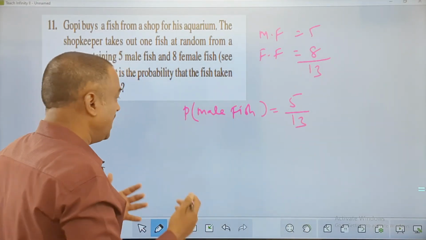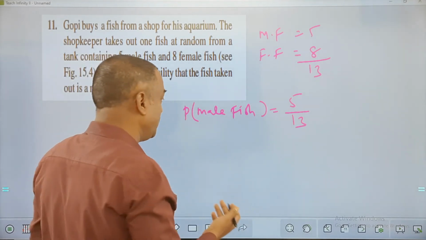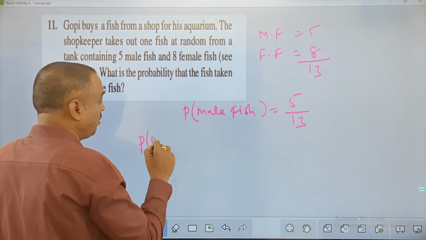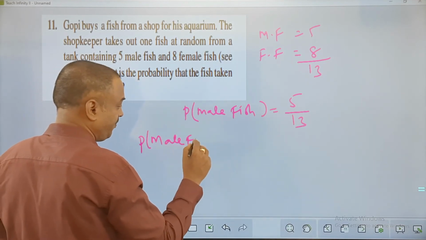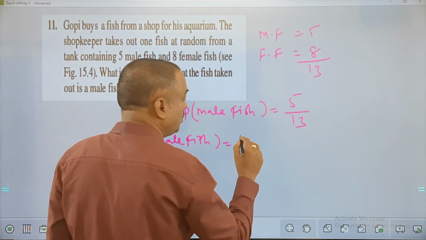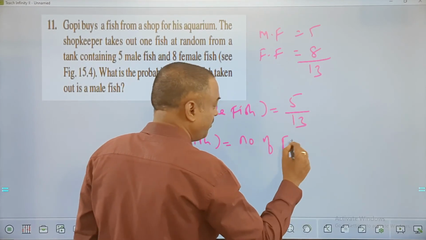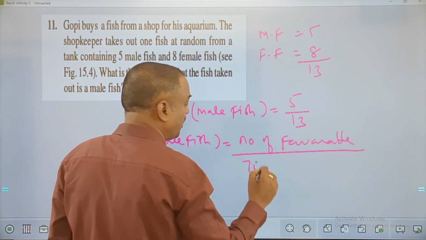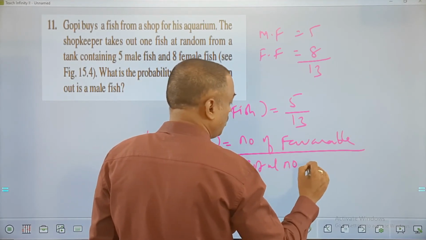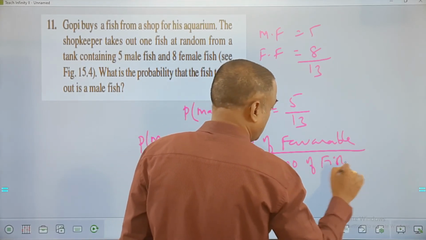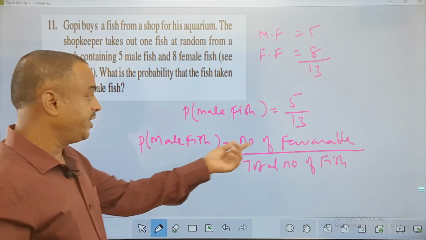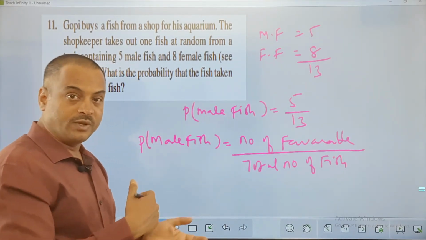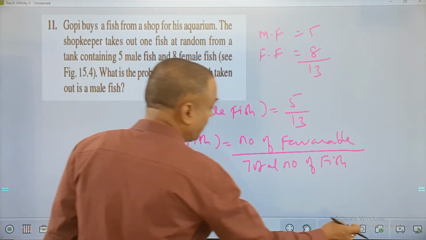Please, every time, since it's a marks oriented question, 1 mark or 2 marks, whatever it is, you should write: probability of male fish is equal to the number of favorable outcomes upon the total number of fish. Here the favorable is male fish, and the total number of fish is male plus female in total. That is how you can write this.